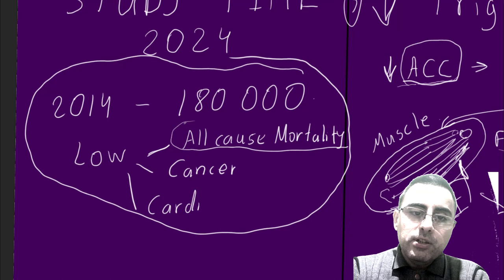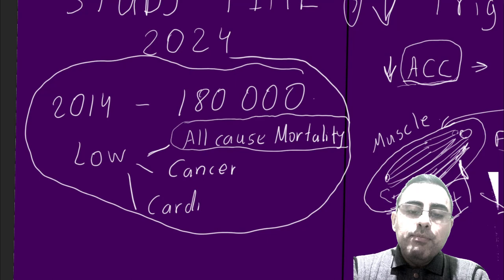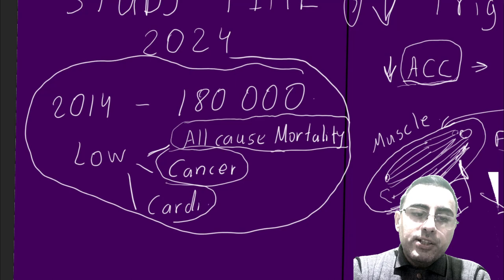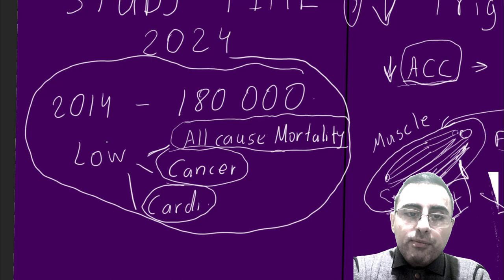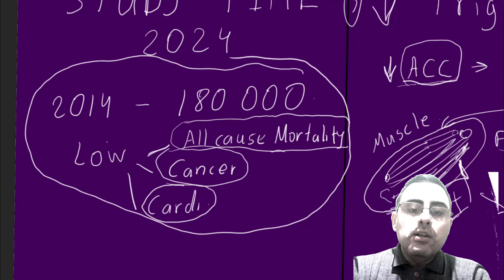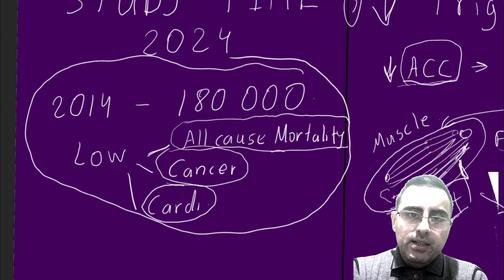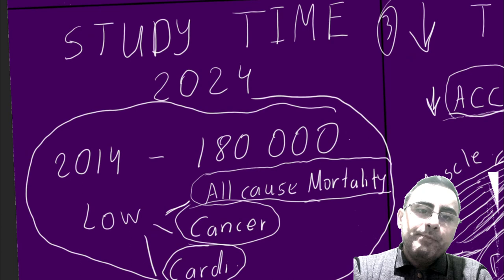So people who took metformin had lower all-cause mortality, lower cancers, lower cardiovascular disease, and lower degenerative disease. Even though they have type 2 diabetes, they have a lower risk of cancer and a lower risk of all-cause mortality compared to people who don't have diabetes and don't take metformin, of course.